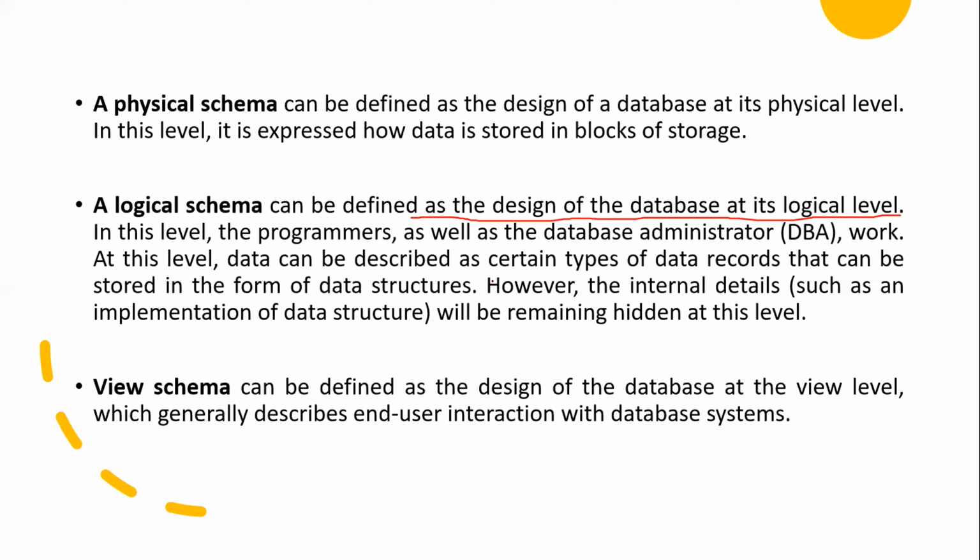Here we can describe certain types of data records that can be stored in the form of data structures. Why do we say that? Because we are using data models. For example, the hierarchical model is like a tree data structure. The network model is an extension of the hierarchical model, like a graph. So we can say the data can be stored in the form of data structures.